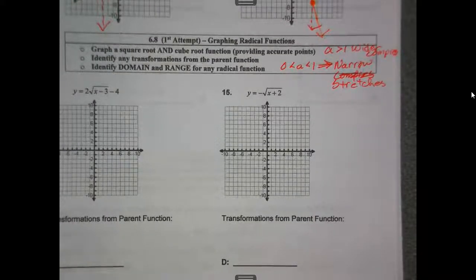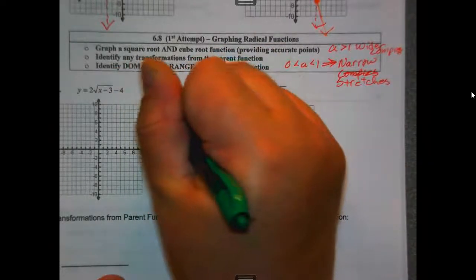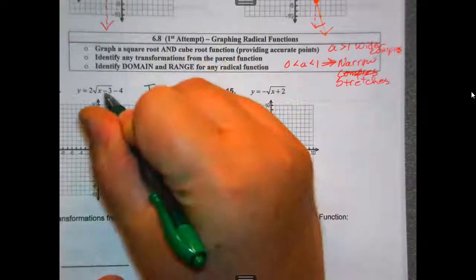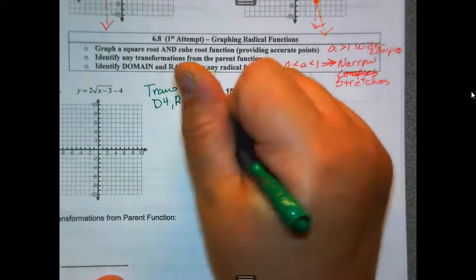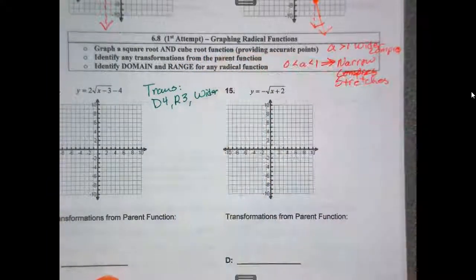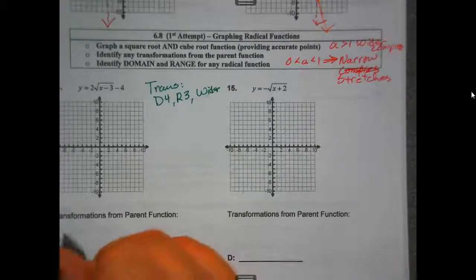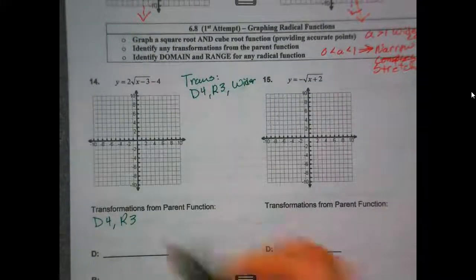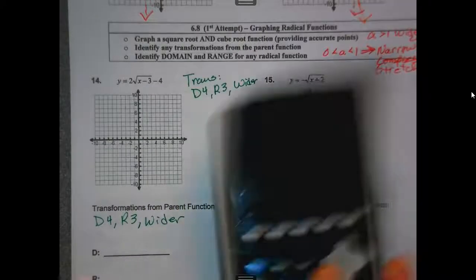Let's see if we can get these done. My transformations here: down 4, to the right 3, and it's going to get wider. Okay, it says transformations are down here. Oops. So down 4, right 3, and wider. Put it in your calculator.